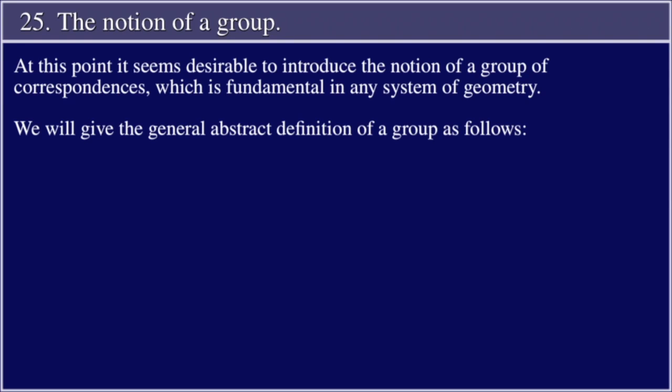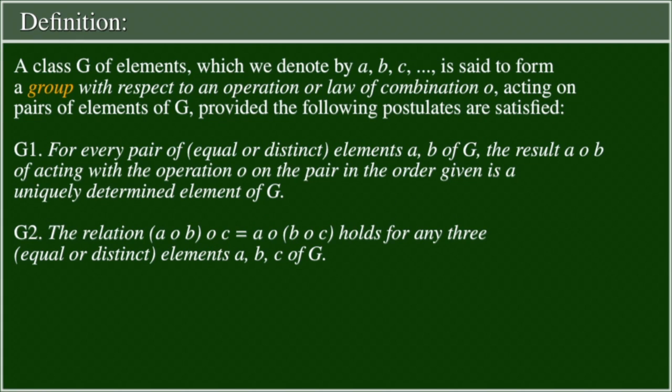At this point, it seems desirable to introduce the notion of a group of correspondences, which is fundamental in any system of geometry. We will give the general abstract definition of a group as follows. Definition: a class G of elements, which we denote by A, B, C, is said to form a group with respect to an operation or law of combination times acting on a pair of elements of G, provided the following postulates are satisfied.